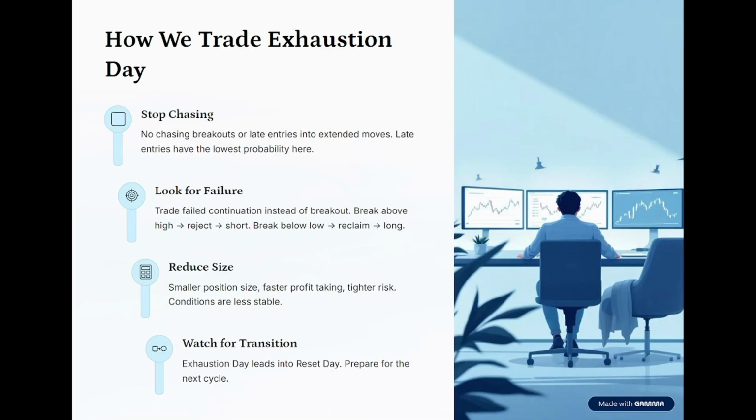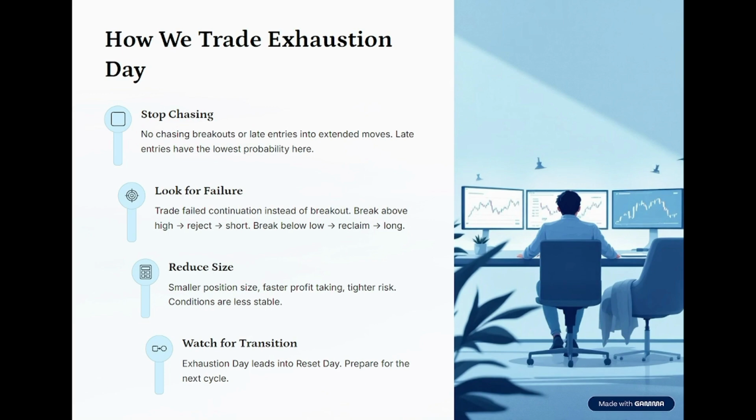How do we trade exhaustion days? The first item is to stop chasing breakouts or getting in late during an extended move. On these particular days, getting in late has the lowest probabilities. It's ideal when trading to keep probabilities favored on your side. Be aware of a failure move. Did the trade fail the continued move where no breakout occurred? Did it break above the recent high, then reject? If so, consider a short position. Did it break below a recent low, then reclaim that level and hold? If so, you may consider a long position.